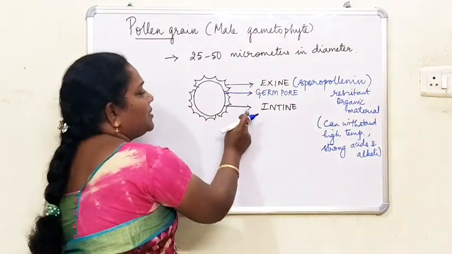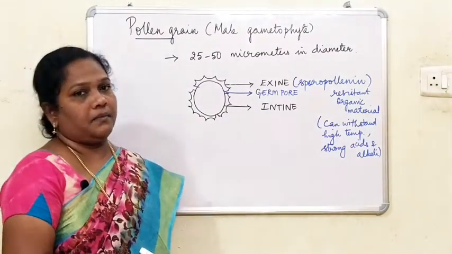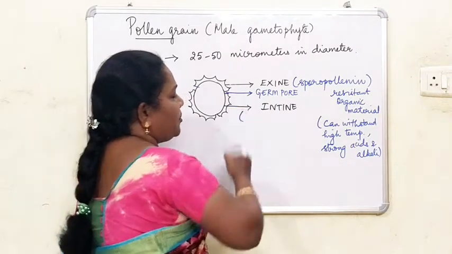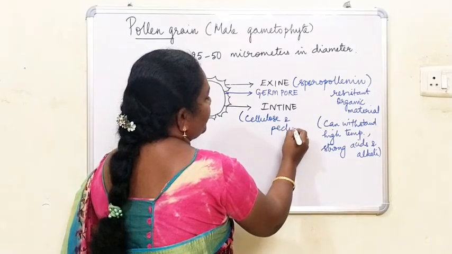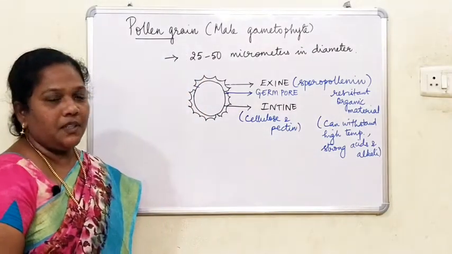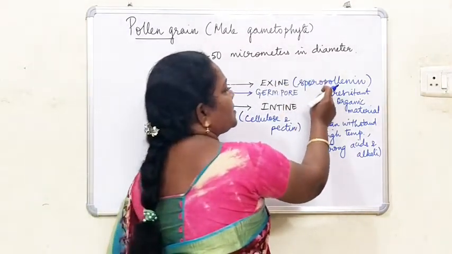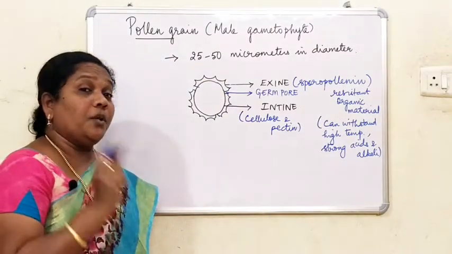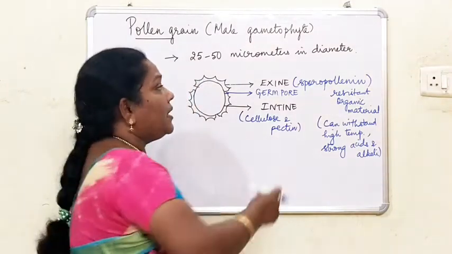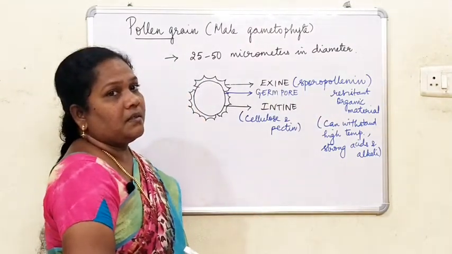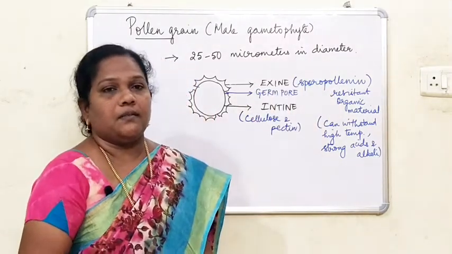The inner layer is called intine, which is a thin and continuous layer. This intine is made up of cellulose and pectin. So intine consists of cellulose and pectin, and exine consists of Pulanen. One more important thing to remember is that because of this Pulanen, pollen grains are preserved as fossils.